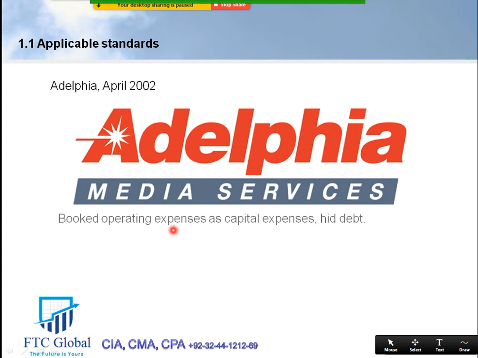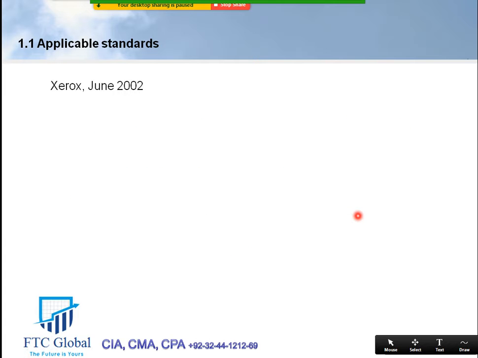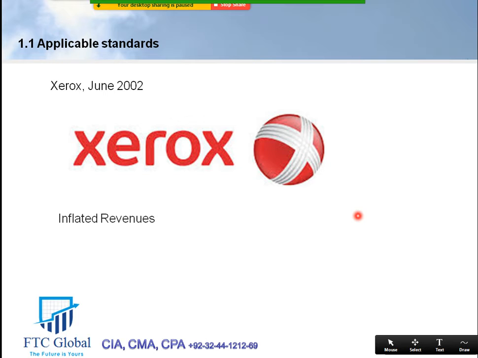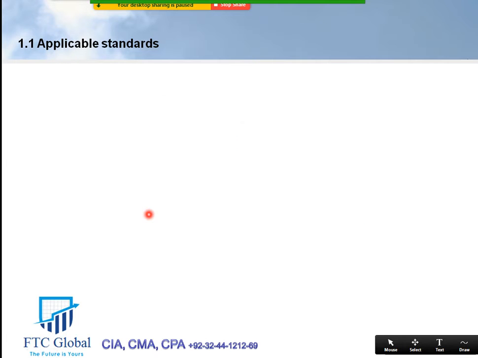Adelphia, a media service company, did the same thing, turning operating expenses into capital expenses, and it also hid debt. All were listed companies. Xerox, I'm sure you know, one of the topmost companies during the 1990s and 2000, inflated revenue. So the government had to come up with something quickly.